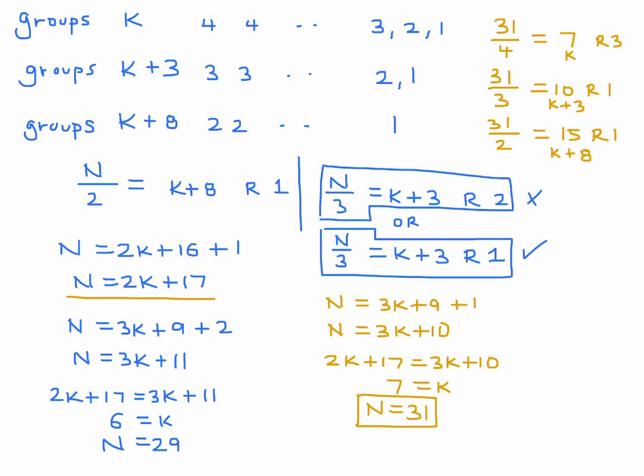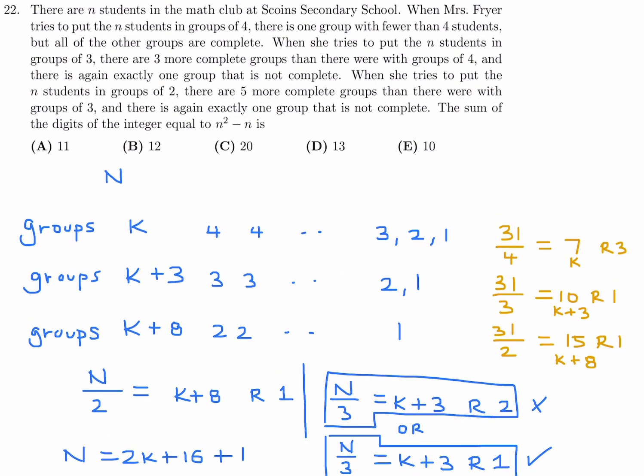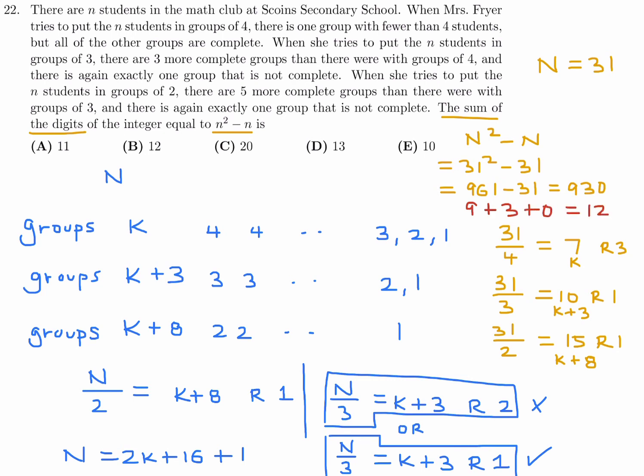So now, if you forgot, because sometimes these questions are so long, they want me to figure out the sum of the digits of n squared minus n. Okay, well, we had n equal to 31. So n squared minus n would be 31 squared minus 31. And that number is 961 minus 31, which is 930. The sum of the digits of that number would be 9 plus 3 plus 0, which is 12. Number 22, excellent question. The answer is B.